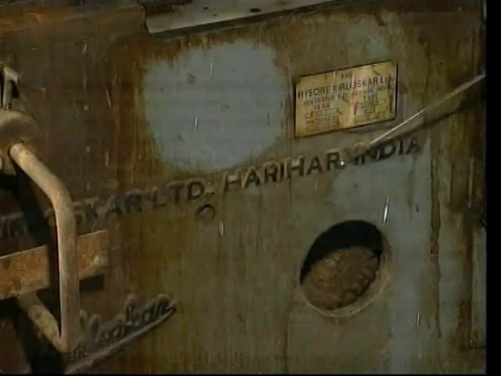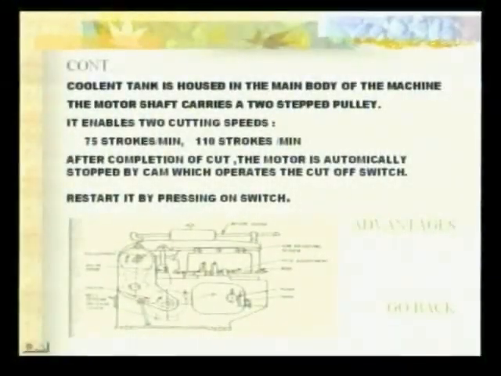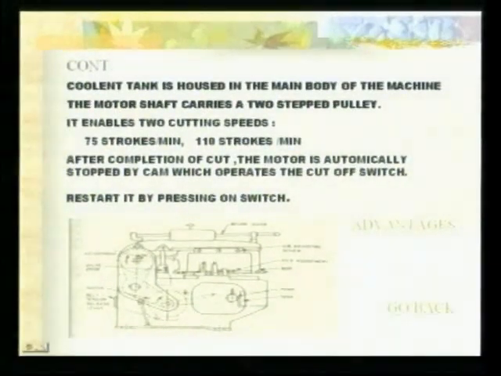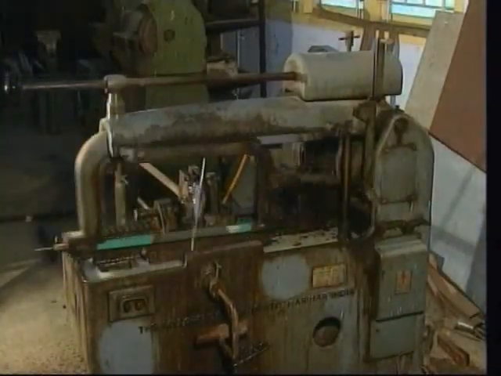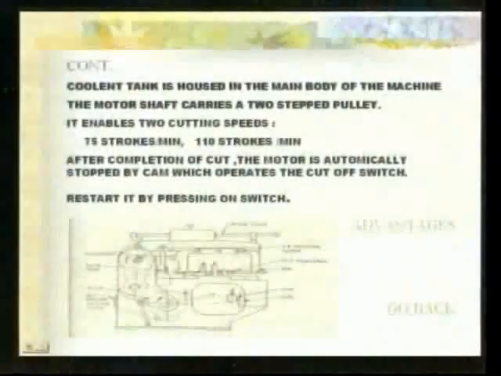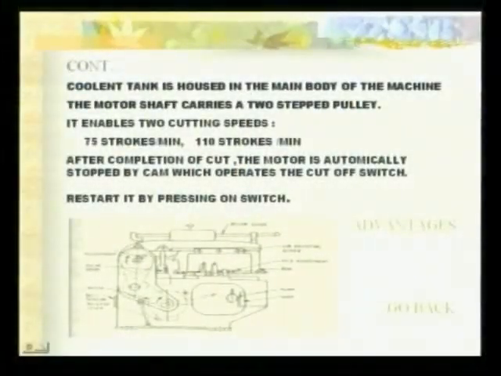The motor shaft carries a two-stepped pulley. It enables two cutting speeds. It is also housed in the main body of the machine. Those cutting speeds are 75 strokes per minute and 110 strokes per minute. After completion of the cut, the motor is automatically stopped by a cam which operates the cutoff switch. It can be restarted by pressing the switch.